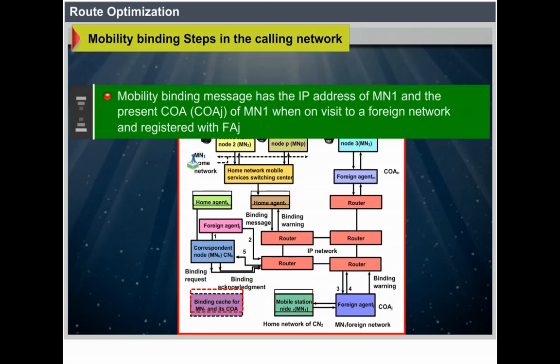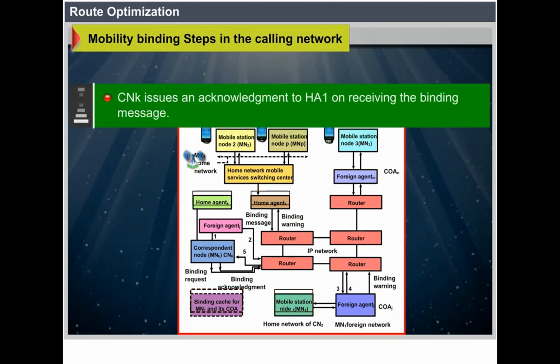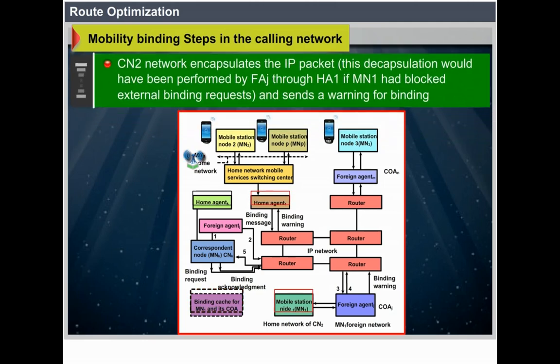The mobility binding message has the IP address of MN1 and the present COA, COAJ, of MN1 when on visit to a foreign network and registered with FAJ. CNK issues an acknowledgement to HA1 on receiving the binding message. The CN2 network decapsulates the IP packet. This decapsulation would have been performed by FAJ through HA1 if MN1 had blocked external binding requests, and it sends a warning for binding.